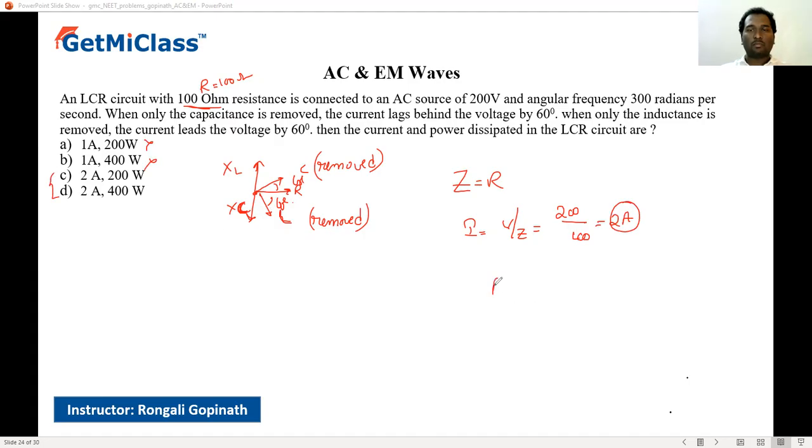Now power dissipation. Power dissipation is V into I. V is 200 into I is 2. That is 400 watts. That would make option B as the right option.